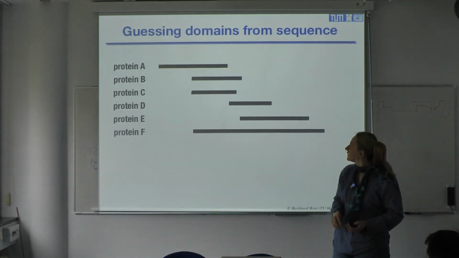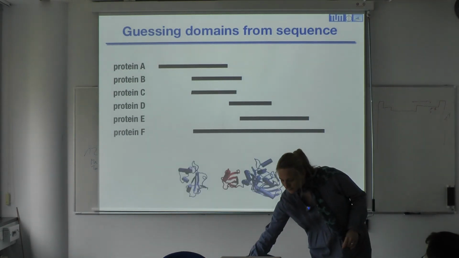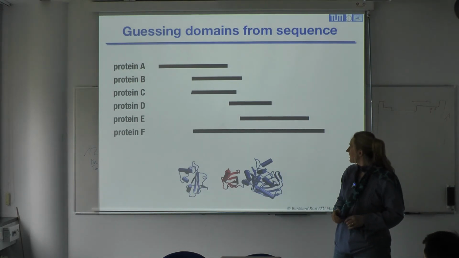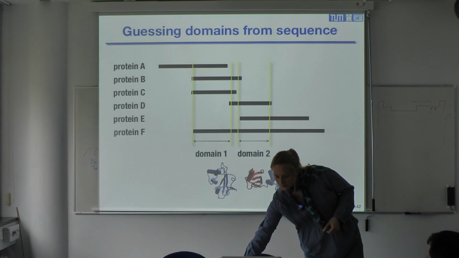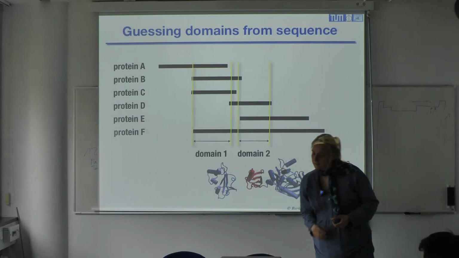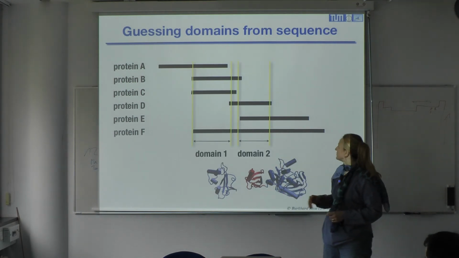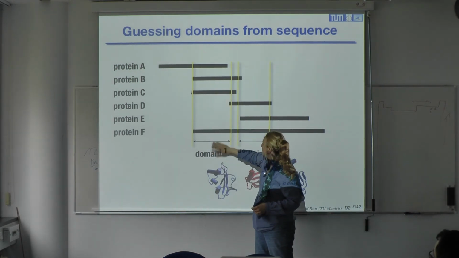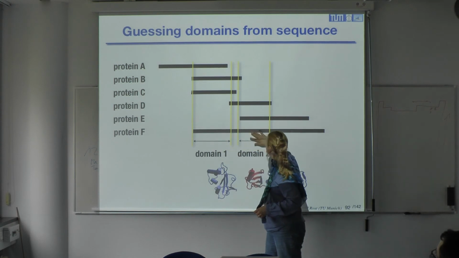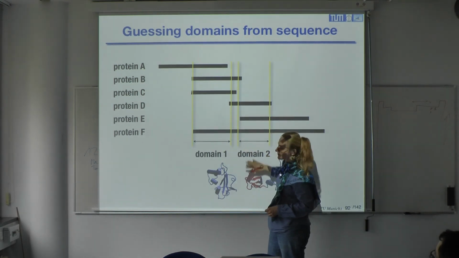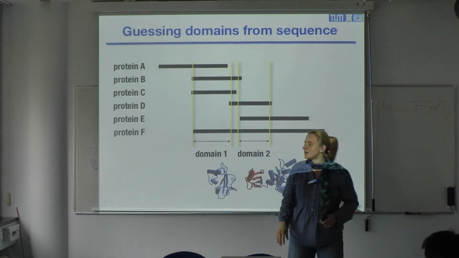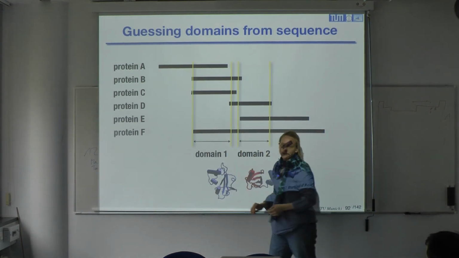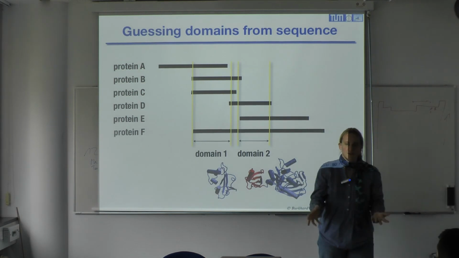And Burkhard also tried to have a project about guessing domains just from the sequence. So he would say, okay, you've got this piece of sequence which is repeated in these proteins. You've got this piece of sequence which is repeated in these proteins. So because this is a chunk that is repeated and this is a chunk that is repeated, we think that these are domains.